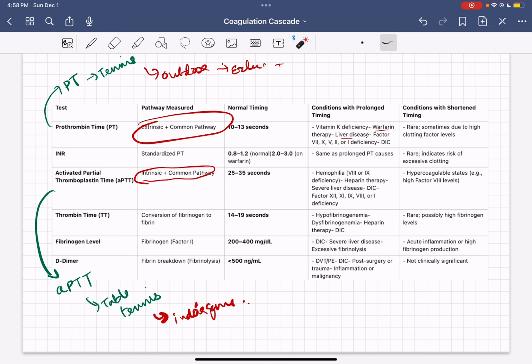Intrinsic and common, where factor 8 or factor 9 deficiency is there, or any heparin therapy, or any severe liver disease, or DIC, because disseminated intravascular coagulation could be applicable for any case, and then you need to look at all these levels. All right, now you can go through the other parts. It's just quite simple. I just wanted to give you a trick to remember which specific test is applicable for which specific pathway, so that you can relate to it. So prothrombin time, tennis, outdoor, so it's extrinsic and common pathway. Activated partial thromboplastin time, TT, so table tennis, intrinsic and common pathway.